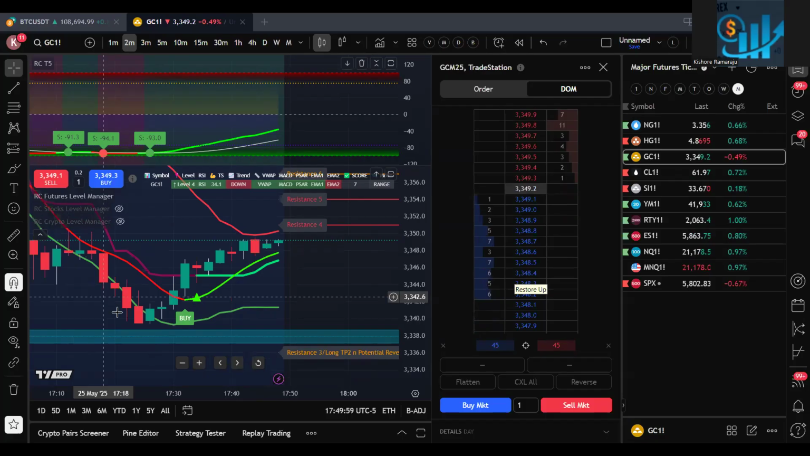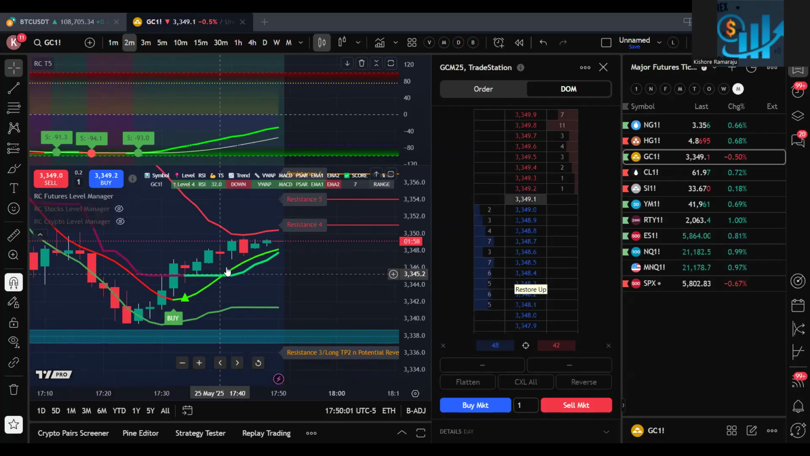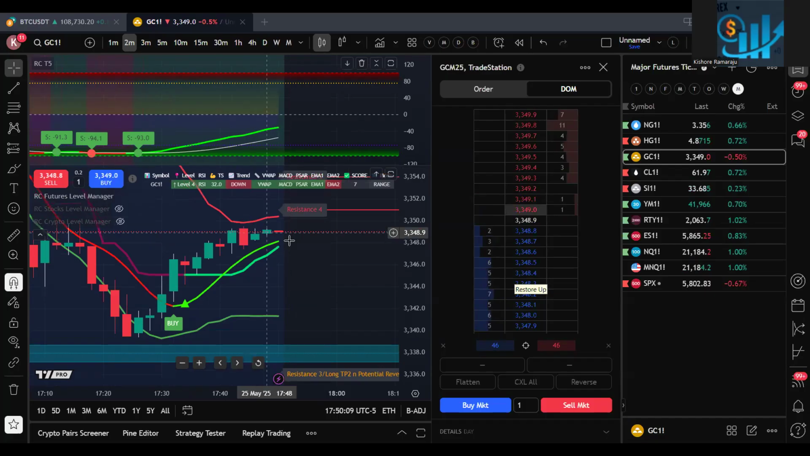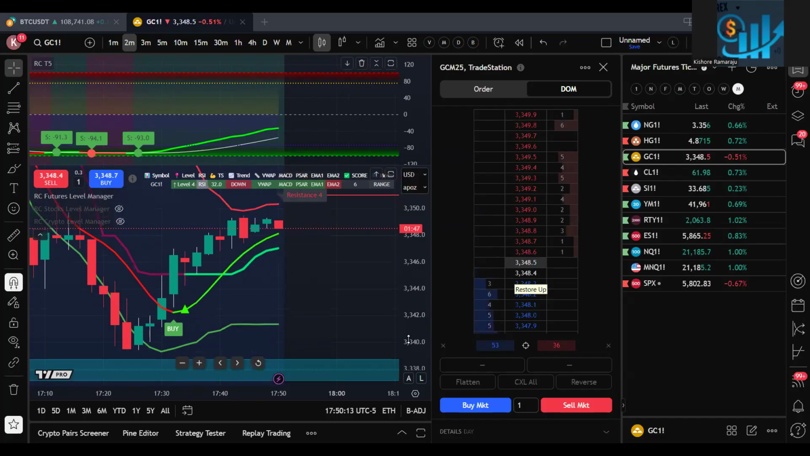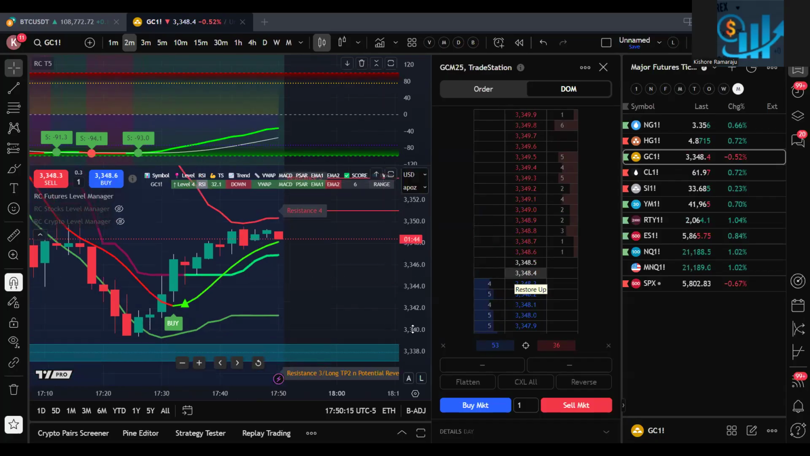So it dropped nearly 10 candles down. It will go up 3, 4 candles up. Again, it will drop 7, 8 candles down, 3, 4 candles up. So mainly we'll focus on sell signals for GC. So now if I get a sell signal, we can take a short here.